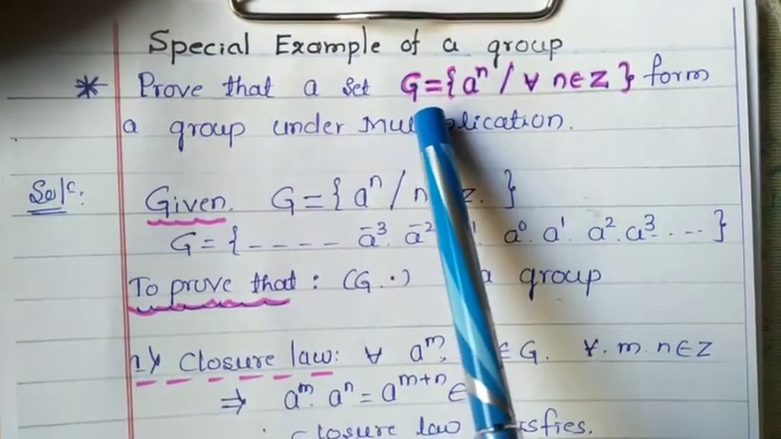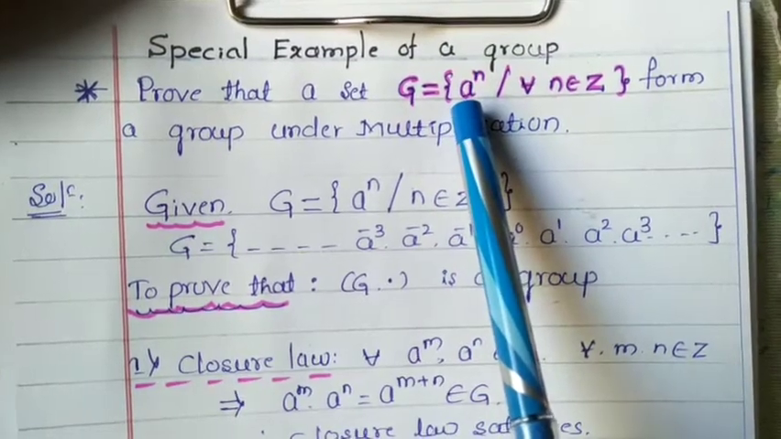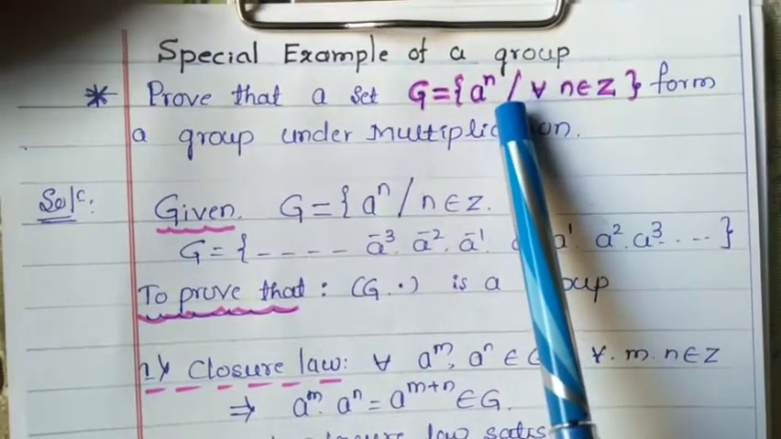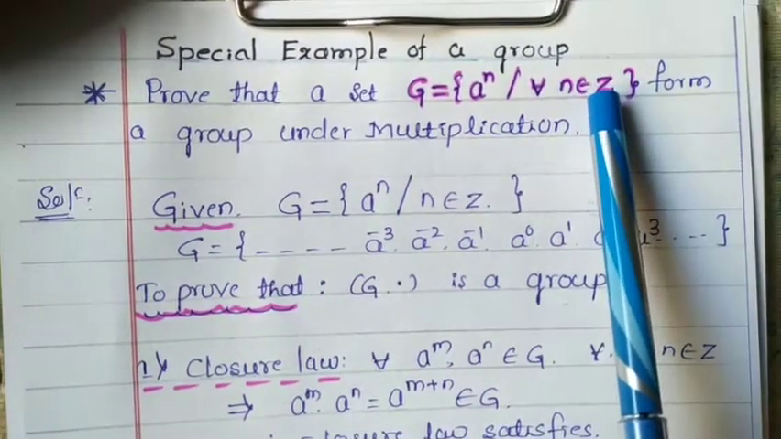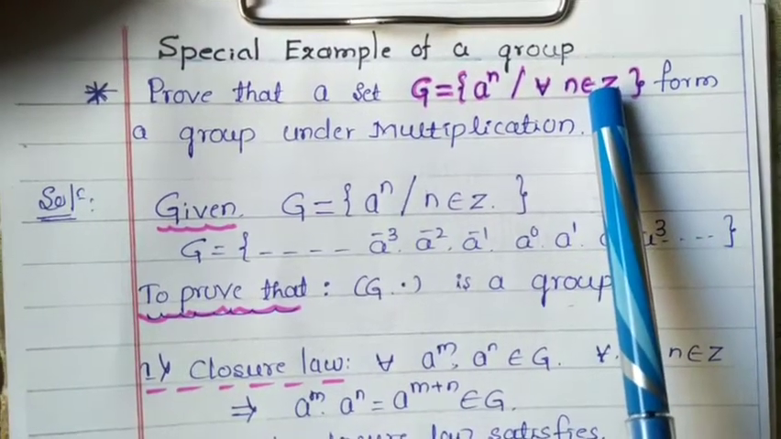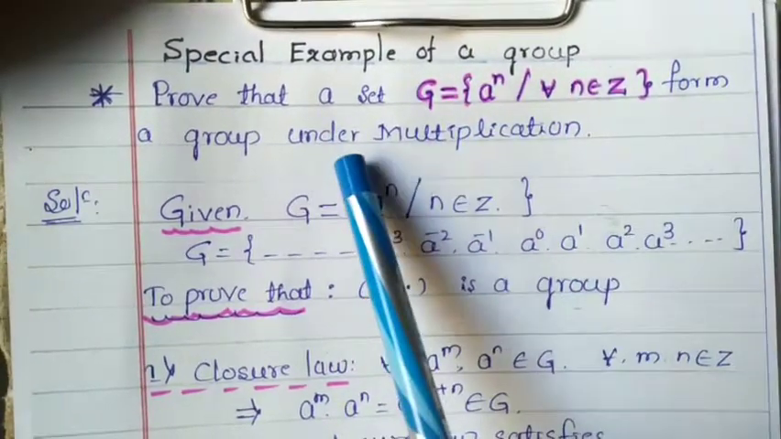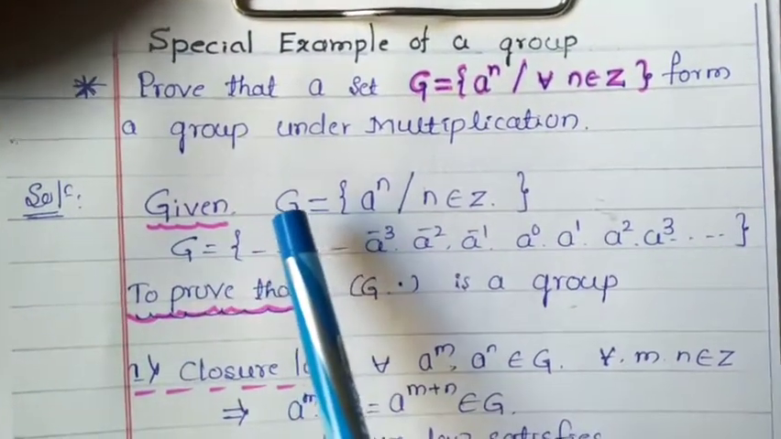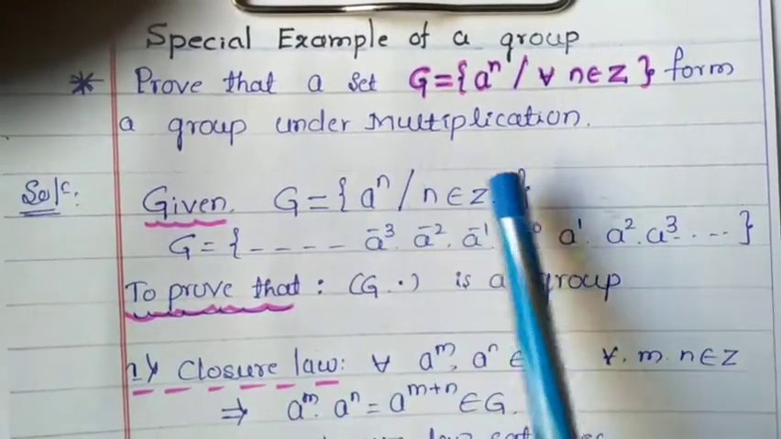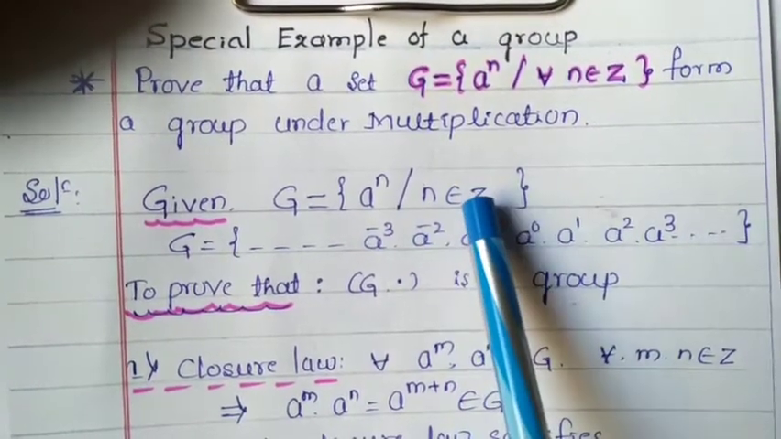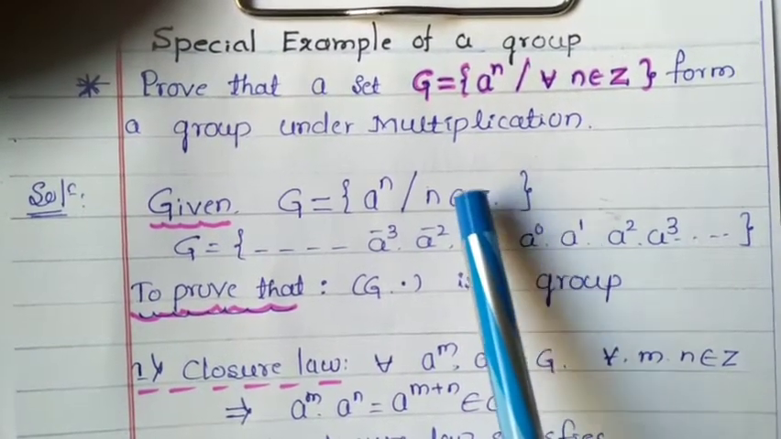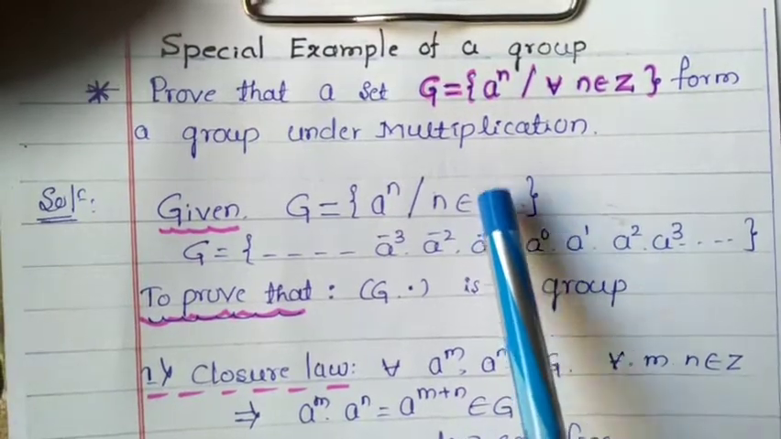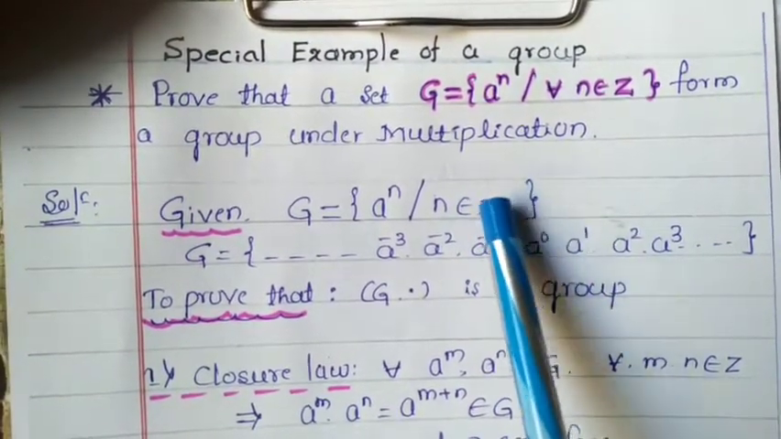The set containing the elements of the type a raised to n, where a is not equal to 0, for every n belonging to Z, the set of integers, forms a group under multiplication. To take the solution: given G equals a raised to n for every n belonging to Z, n is the set of integers, which means n takes the values 0, plus or minus 1, plus or minus 2, plus or minus 3, and so on.